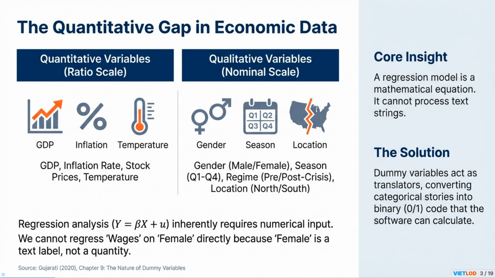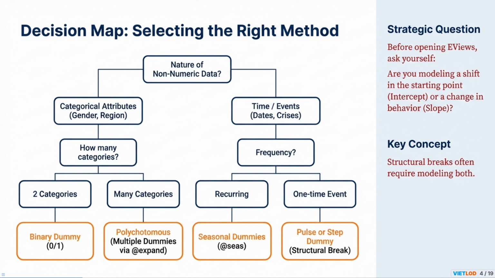They are text labels, not numbers, and regression models, being mathematical equations like y equals beta x plus u, cannot process them directly. The solution is the dummy variable. It acts as a translator, converting these non-numeric categories into a binary format of zeros and ones that statistical software can understand and analyze. For instance, we can't regress wages on the word female, but we can create a dummy variable. Let's call it d_female, which equals 1 if the person is female and 0 otherwise. Now, the model can calculate the effect of being female on wages.